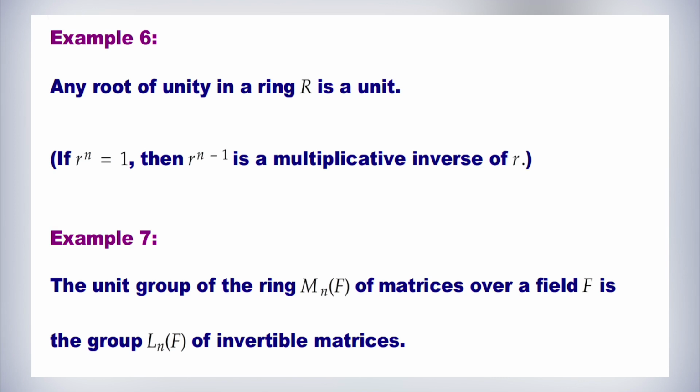Sixth example is, any root of unity in a ring R is a unit. That is, if r to the power n equal to 1, then r to the power n minus 1 is a multiplicative inverse of r. Seventh example is, the unit group of the ring Mn(F) of n by n matrices over a field F is the group GLn(F) of invertible matrices. Now, let us define the unit group.